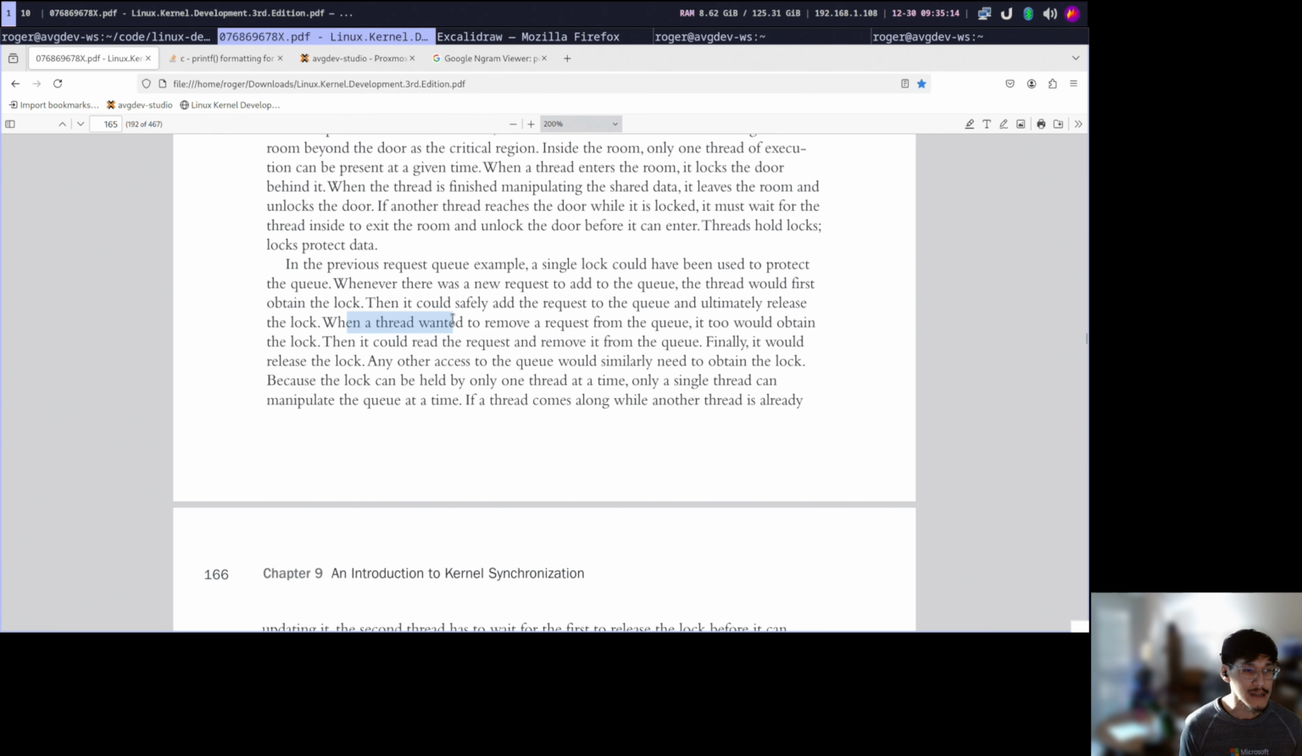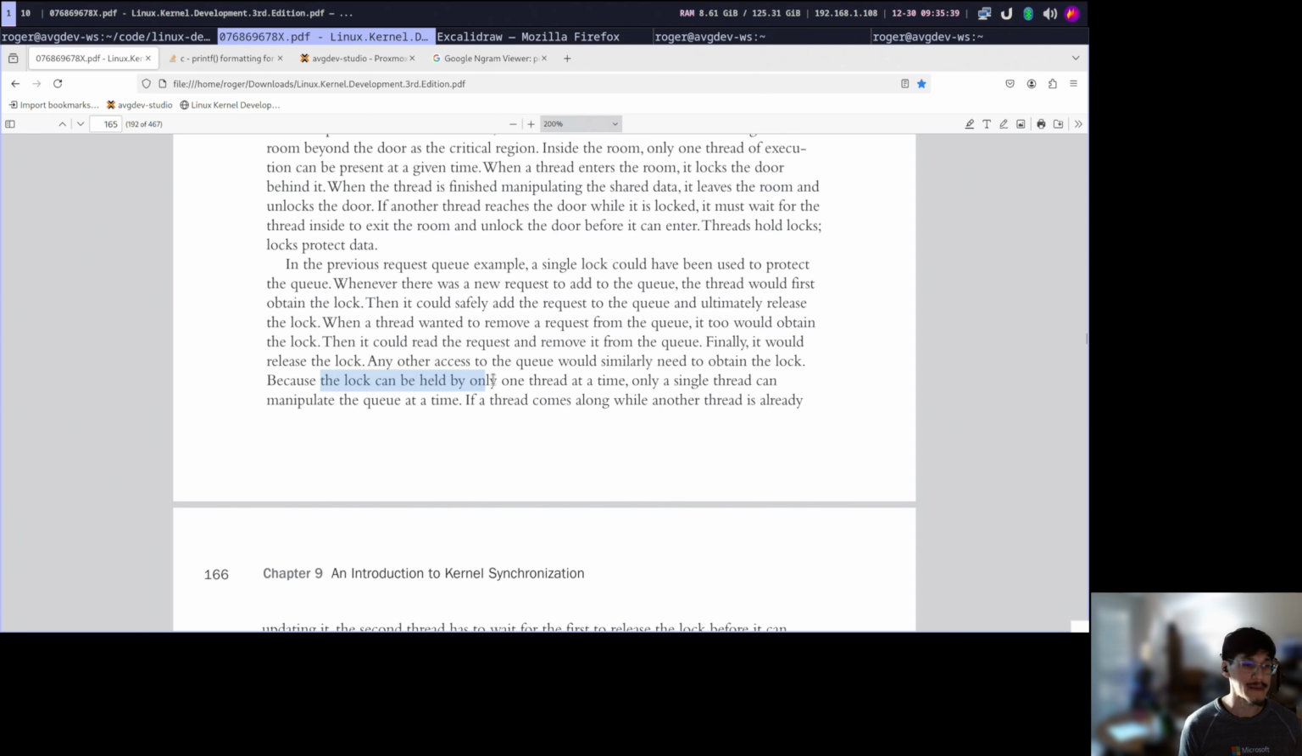When a thread wanted to remove a request from the queue, it too would obtain the lock. So the other thread which wants to remove has to obtain a lock for that section of removing stuff, do whatever it needs to do, and then unlock. Then it could read the request and remove it from the queue. Finally, it would release the lock. Any other access to the queue would similarly need to obtain the lock.